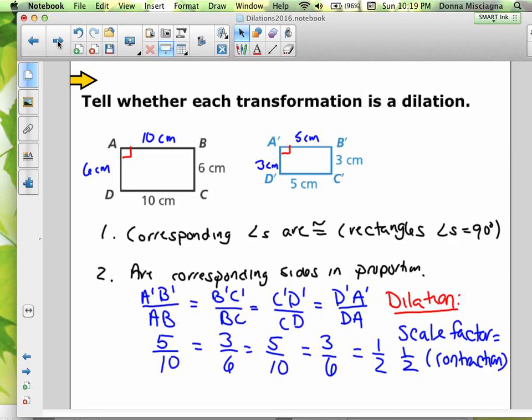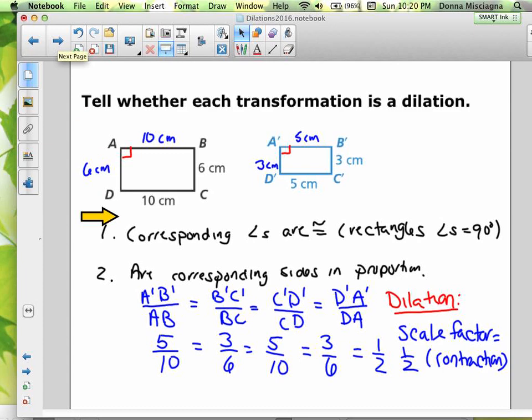All right, and this is in your notes exactly because I checked. I was going to rewrite it, but I saw it was already in your notes. So tell whether each transformation is a dilation. If you're asked to figure out if a transformation is a dilation, you're going to match the corresponding sides and angles. The corresponding angles must be congruent.